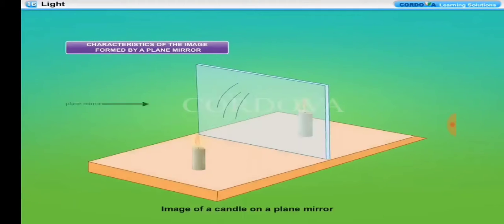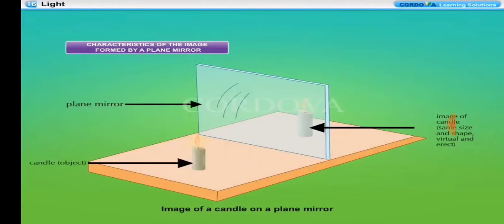Characteristics of the image formed by a plane mirror. In class 7, you have learnt the characteristics of the image formed by the plane mirror. Let us recall the same. The image on a plane mirror is of the same size and shape as the object. The image on a plane mirror is erect. The image formed on a plane mirror is at the same distance behind the mirror as the object is in front of it. The image on a plane mirror is laterally inverted with respect to the object.